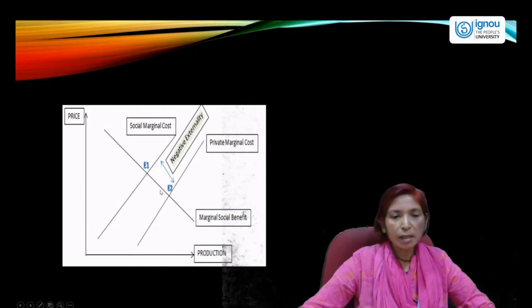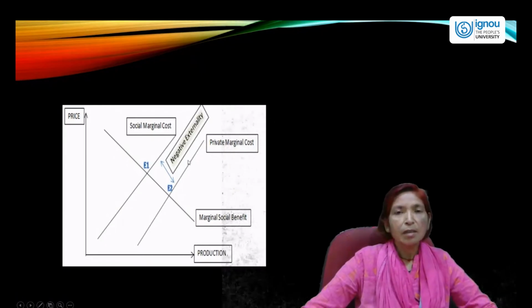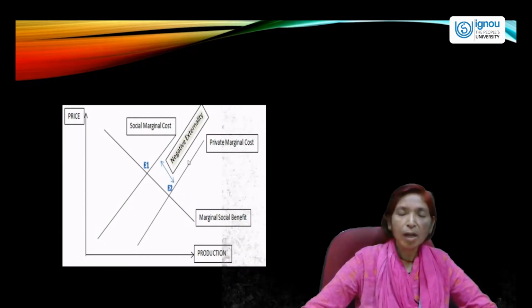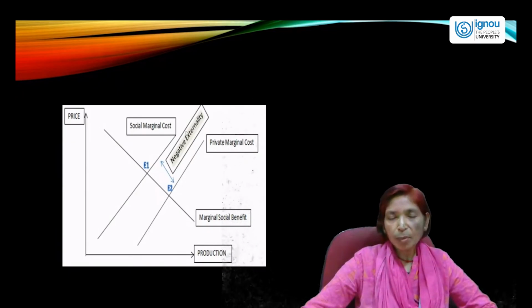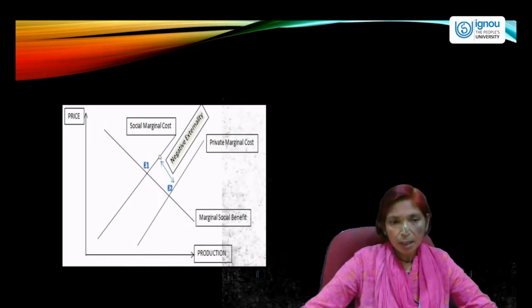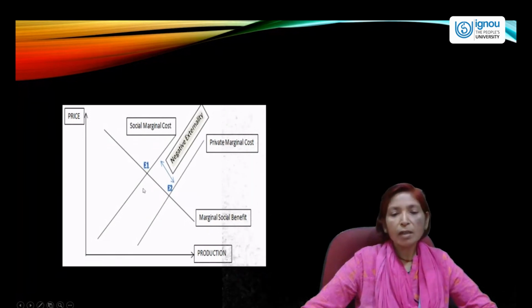And the gap which exists between E1 and E2 is known as negative externality. This negative externality mainly occurs due to the harmful effects of the action of one person on the whole society. So the cost curve will be upward sloping and the demand curve will be downward sloping. This demand curve is known as marginal social benefit, where marginal social benefit and marginal social cost will be equal. Actual equilibrium is determined at E1 point.